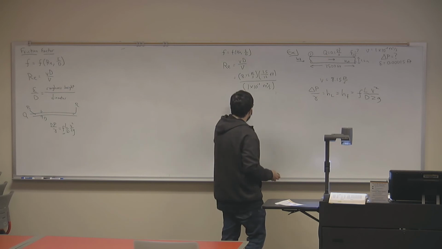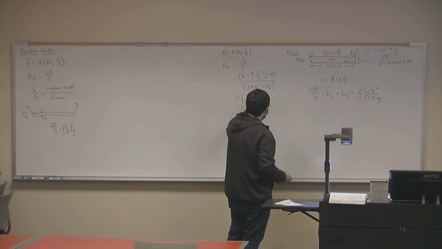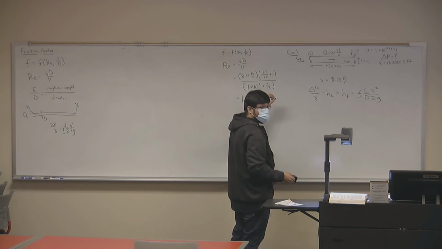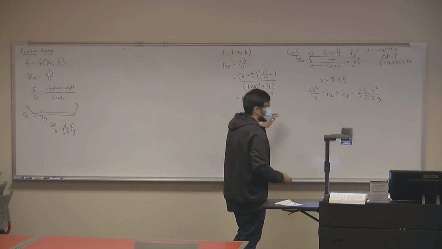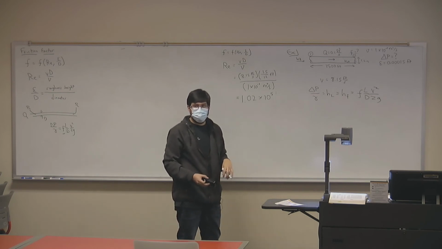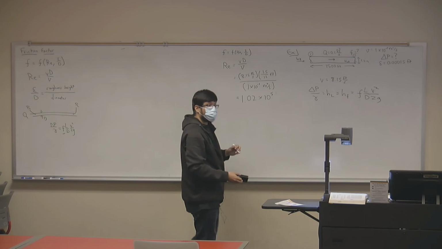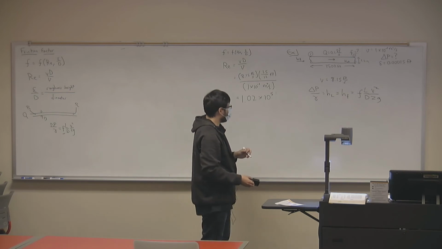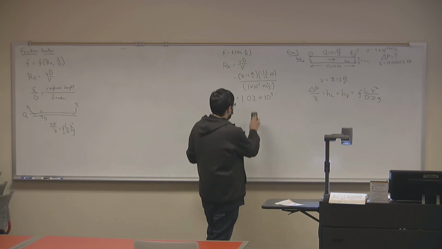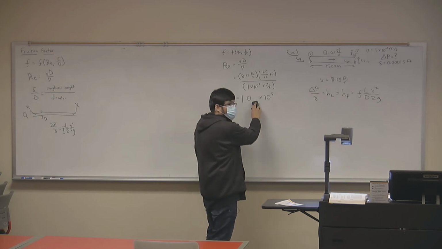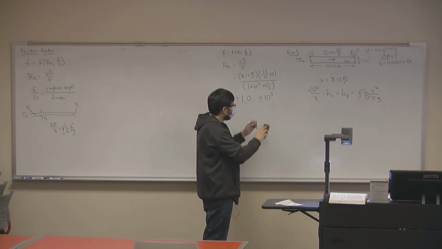So 101,800, so 1.02 times 10 to the 5. Okay, good. Units? None. Dimensionless, right? That's correct.